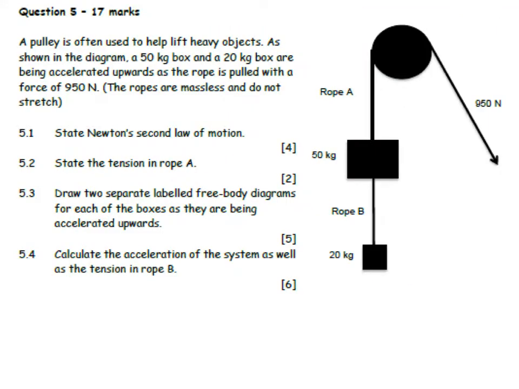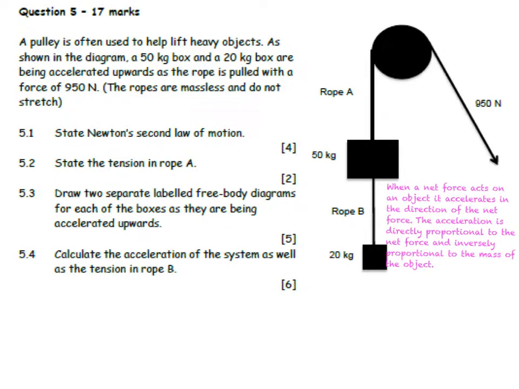A pulley is often used to help lift heavy objects, as shown in the diagram. We've got a 50 kilogram block and a 20 kilogram block, and they're being accelerated upwards. State Newton's second law of motion. So that is bookwork. You just need to state it. When a net force acts on an object, it accelerates in the direction of the net force. The acceleration is directly proportional to the net force and inversely proportional to the mass of the object.